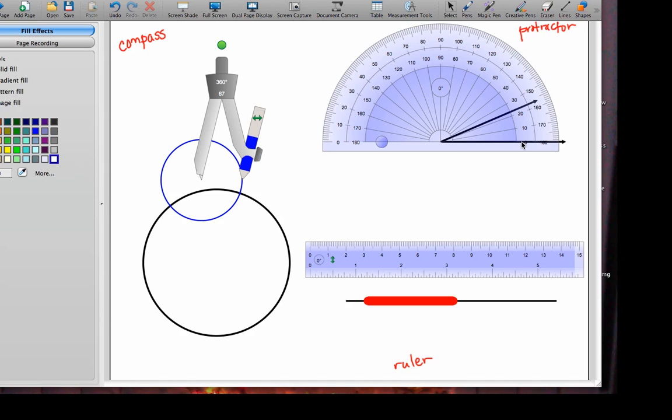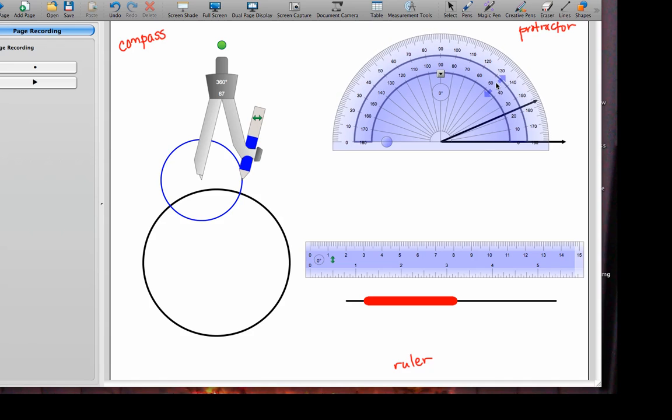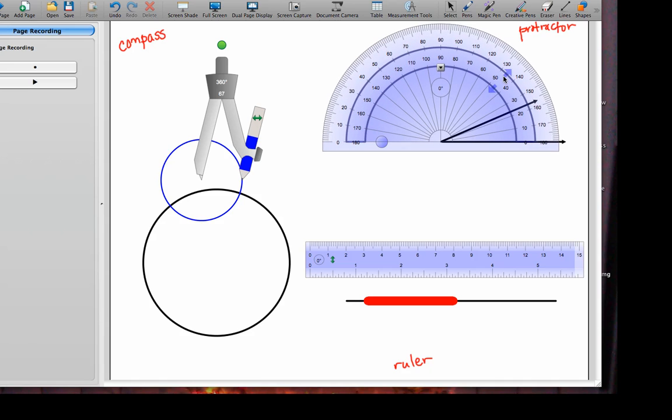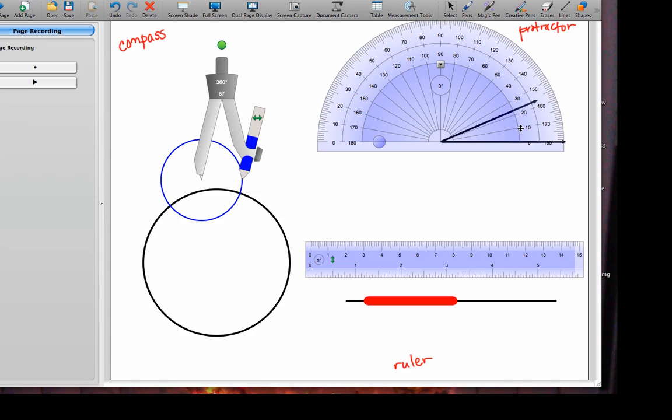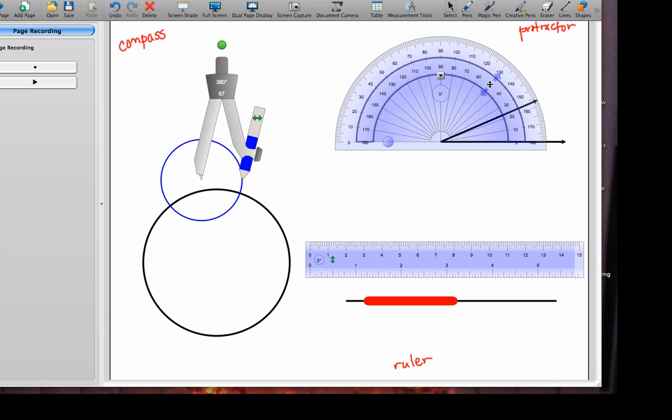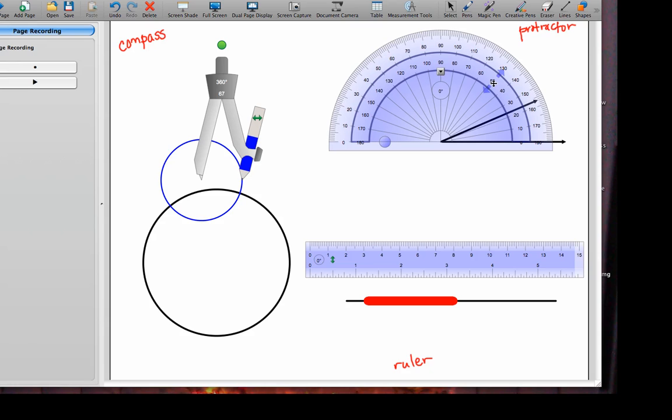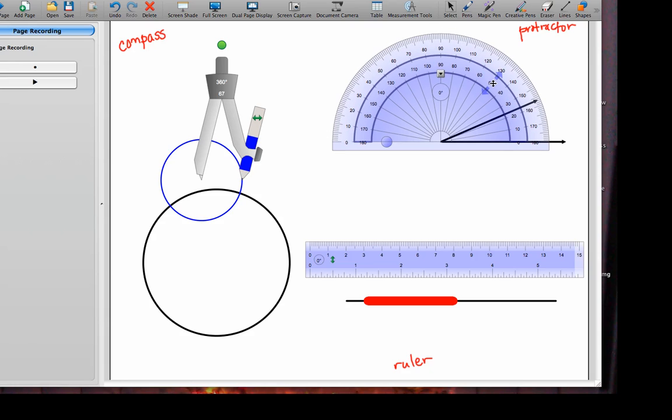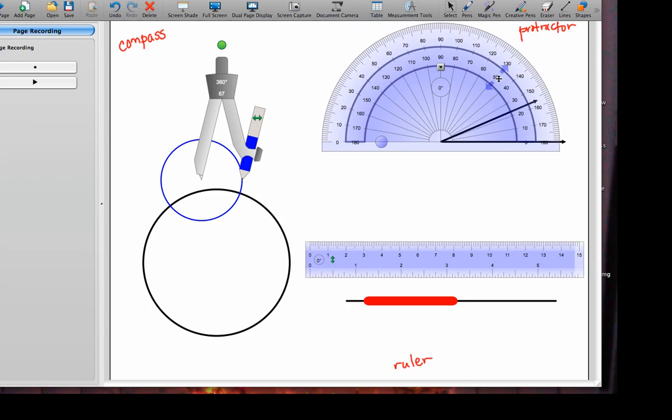Alright, we're starting at this 0, so I'm going to use the inside scale. Let's shrink this down so I can see where it falls. Alright, so I know that it's 10, 20, let's see, what 20 are we talking about? 23. So 23 degrees, that's what this angle measurement would be.